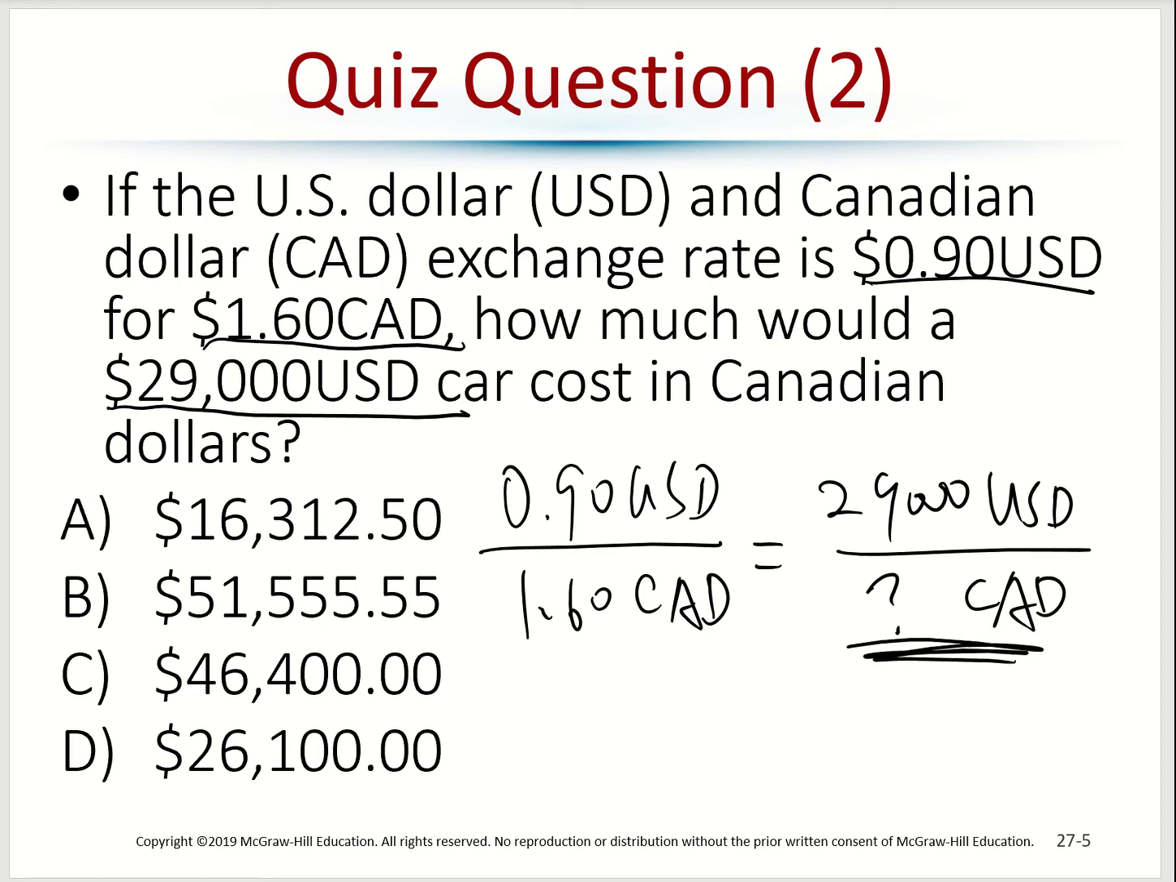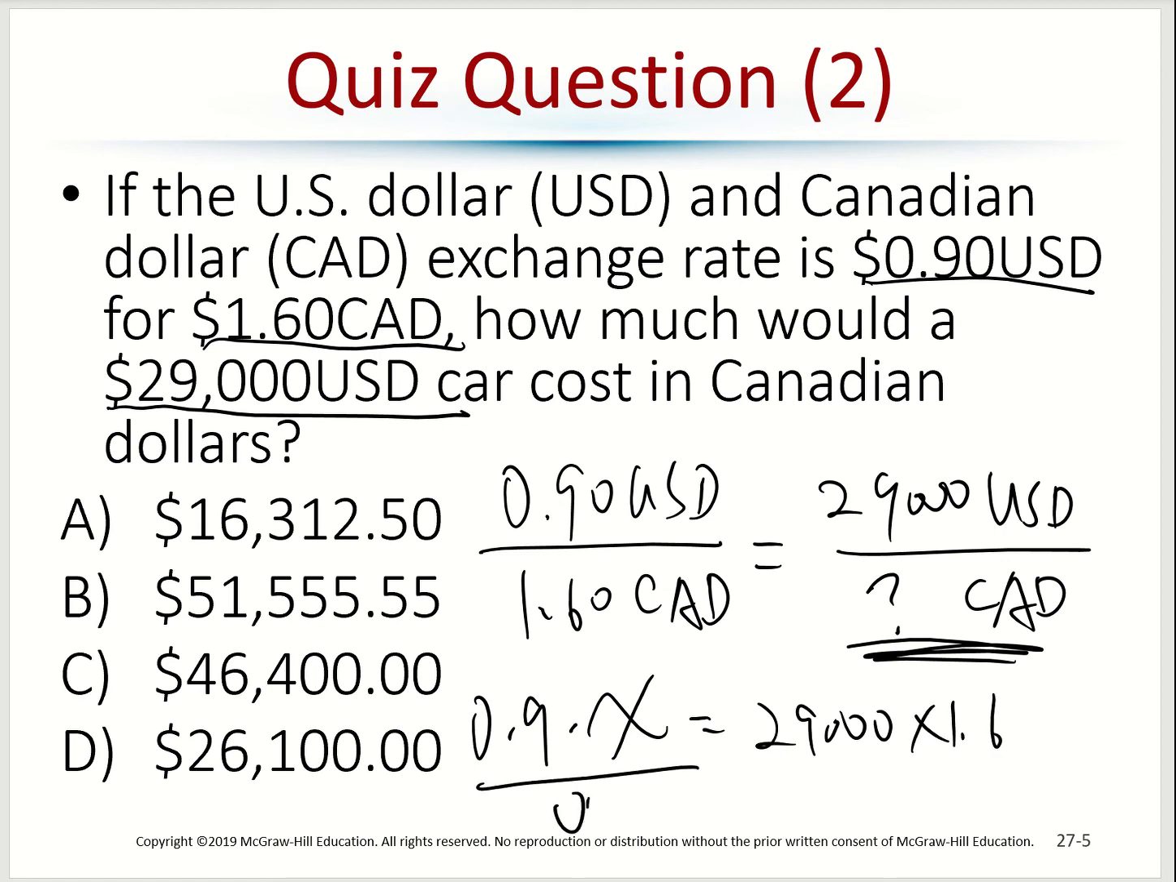So cross multiply and then solve for the answer. That will be 0.9 times, let's call this x, right? So 0.9 times x equals 29,000 times $1.60, and then divide both sides by 0.9, and then that will be the answer. You can do the math by yourself. Just set up a cross multiply and then solve for the unknown variable.